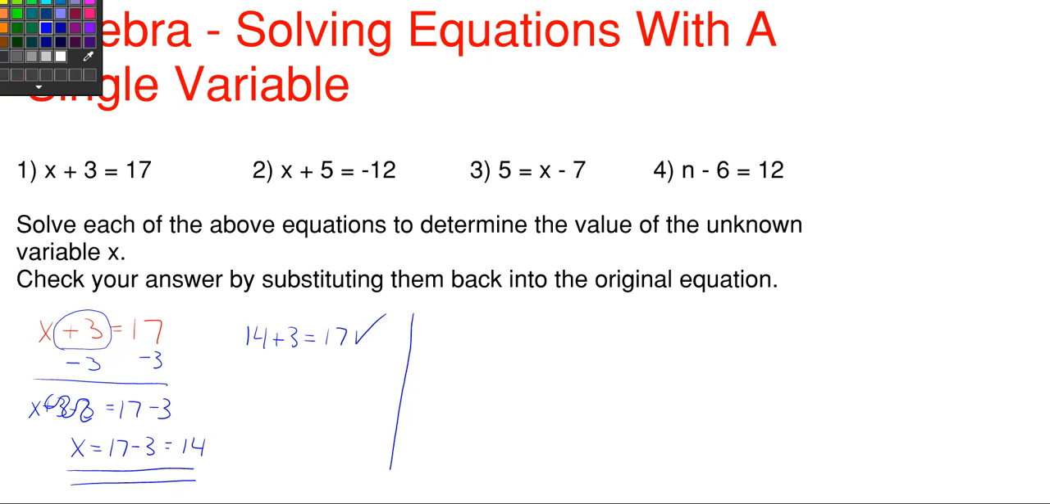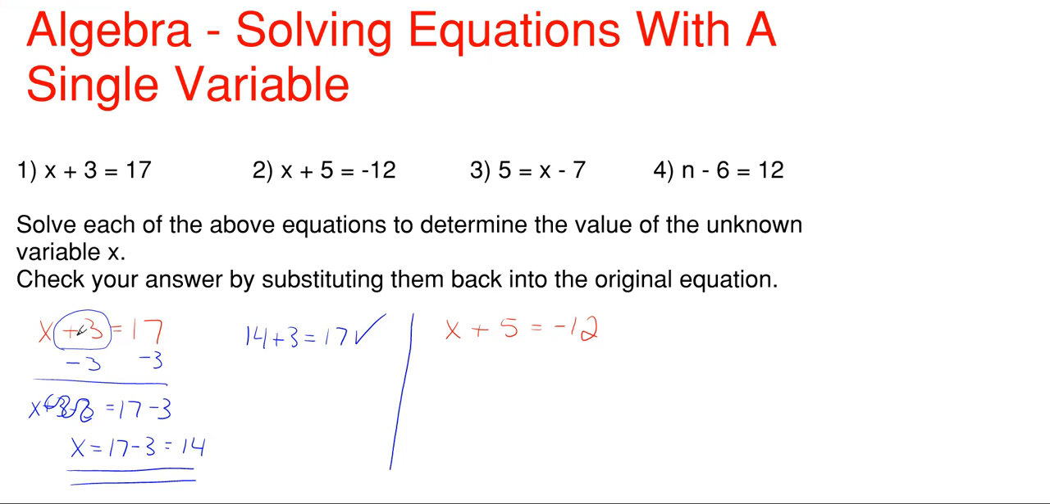All right, so moving on to number 2, we have x plus 5 equals minus 12. Same idea and same principle as before. We want to get the x isolated by itself on one side of the equation. Now, it doesn't matter if it's on the left side or on the right side, as long as we have the variable by itself so that it will state x equals something.